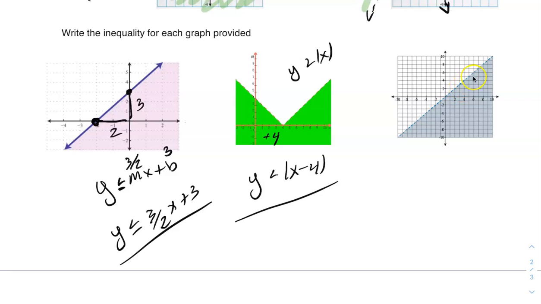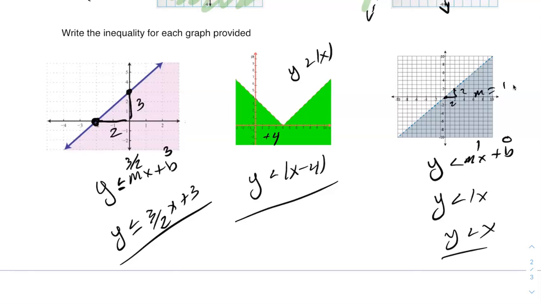Next one, kind of like the first one, right? It's a line, so we're going to do y equals mx plus b. We're shaded below again, and it's a dotted line. What's our y-intercept? Looks like it's 0. And what's our slope? We'll pick 2 points across nicely. 2 and 2, so our slope is 1. So we just get y is less than 1x, or just y is less than x. There you go, and that's the lesson.